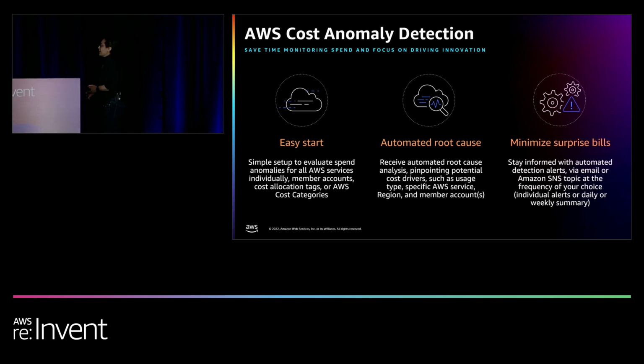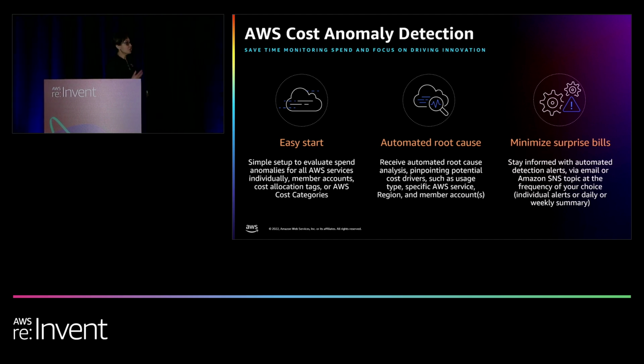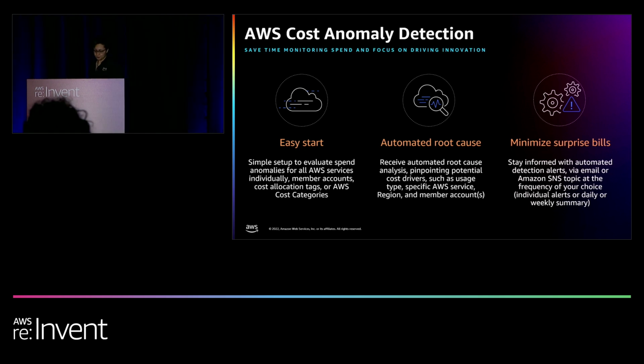How does it do that? It uses machine learning and a couple of rule-based modules in the background to analyze this usage and cost, understand your trend really well, and pick up on these anomalies to send them to you.